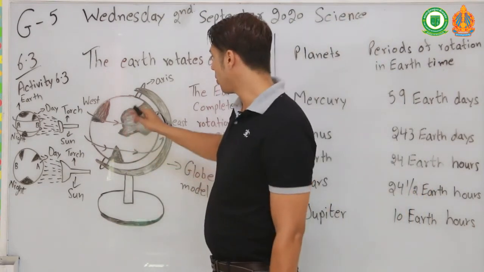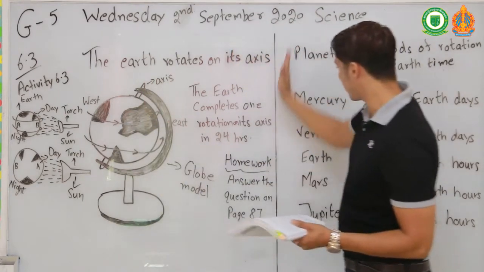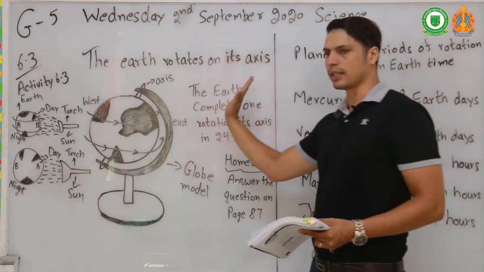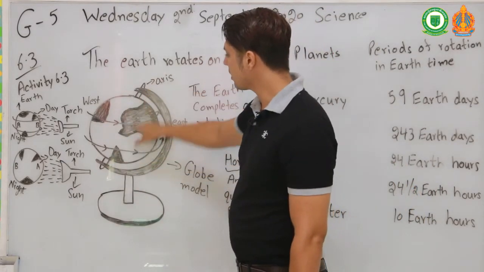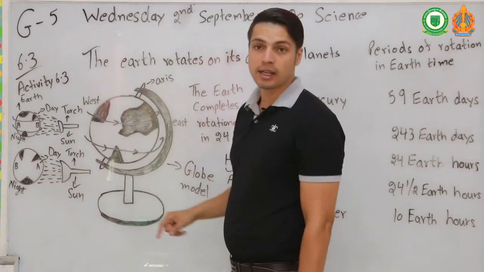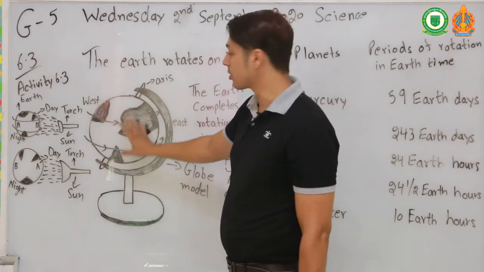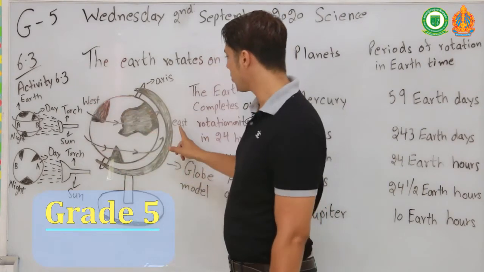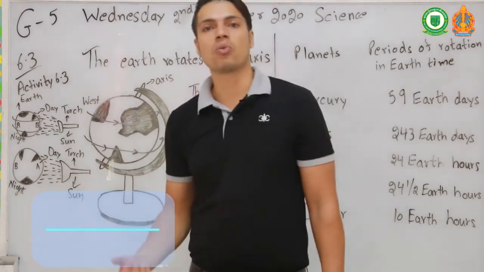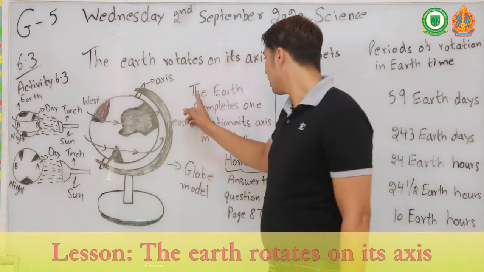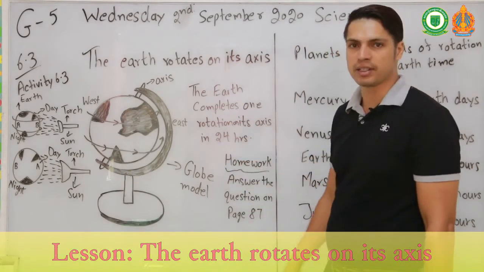And it's tilted, it's not upright. Upright means it's straight, not like this; it's tilted like this. You can see here, it's tilted. And this is called the axis, and the Earth rotates on this axis. It rotates west to east, and the rotation of Earth is anti-clockwise. And the Earth completes one rotation on its axis in 24 hours.